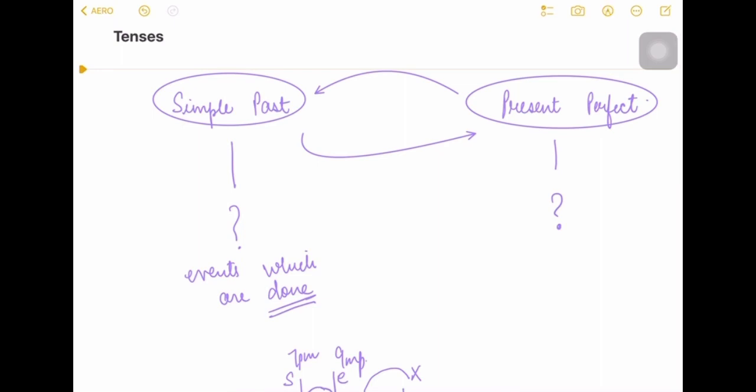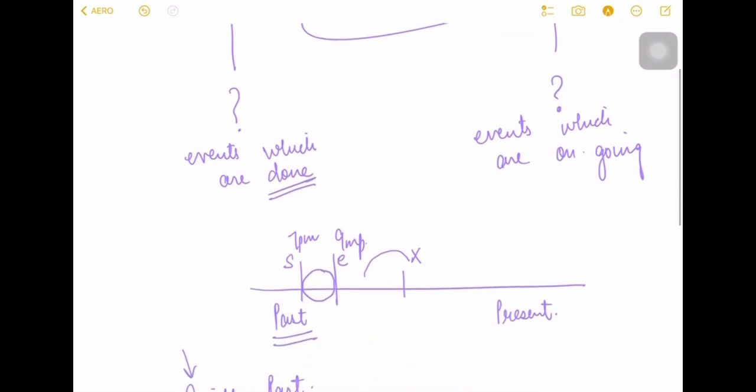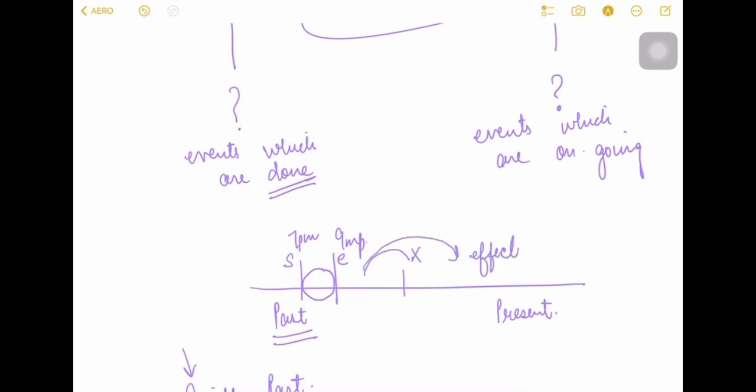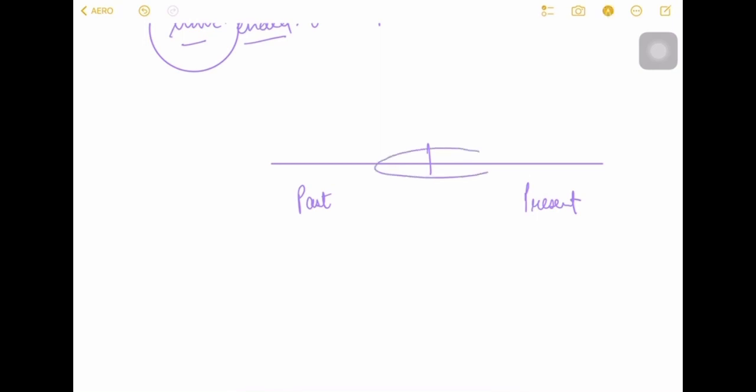We use present perfect for events which are ongoing. We can talk about them being present in the present moment, or they have some effect in the present time. Let's draw one more timeline and understand it in a better way. Let's say this is the area of past and this is the area of present. An event started in the past but is still going on, or it has some effect on the present. We'll discuss both scenarios.